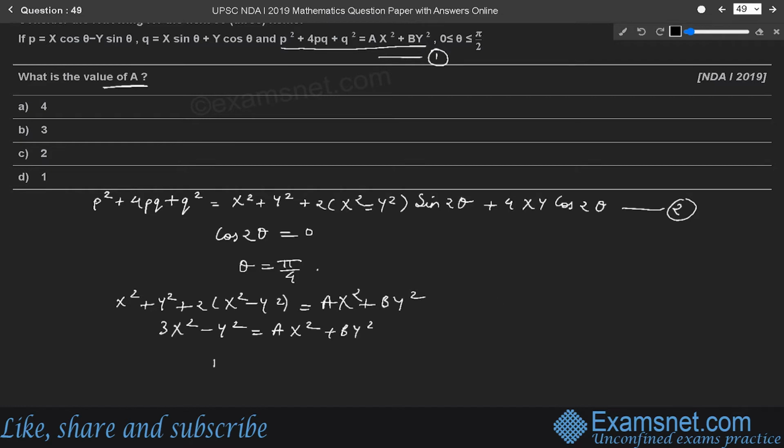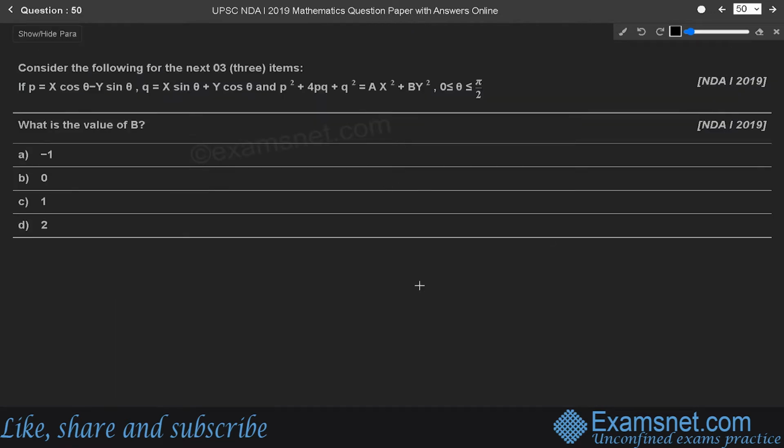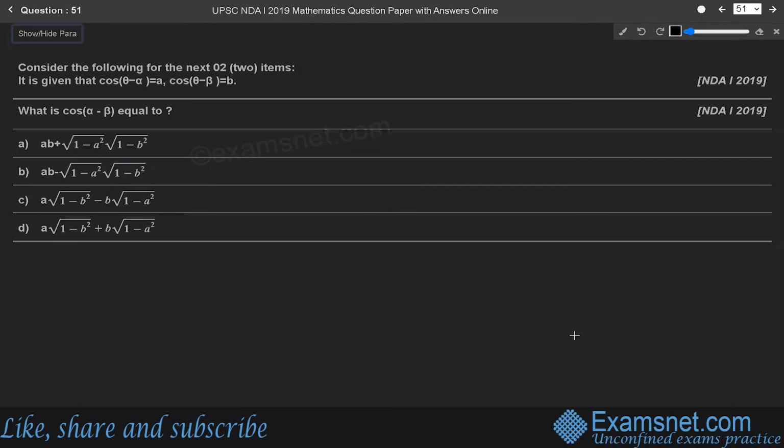So from here we will get the value of a as 3. Therefore the correct option for this question is option number B, which is 3. Next part of the question is: what is the value of b? We already found the values of a and b in the first part of this question, and the value of b was -1, so we can directly take the answer. I hope you get it.